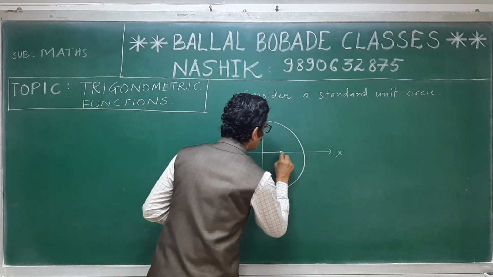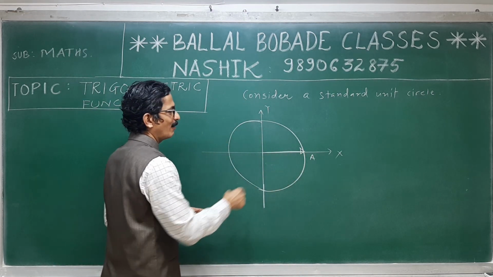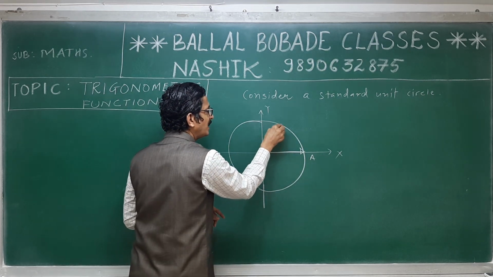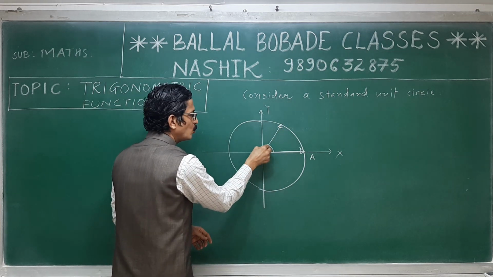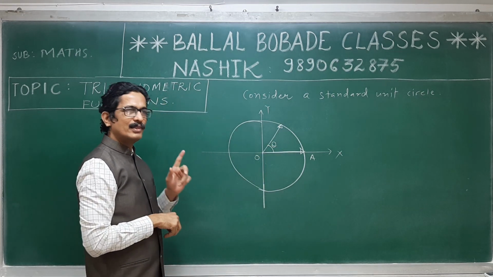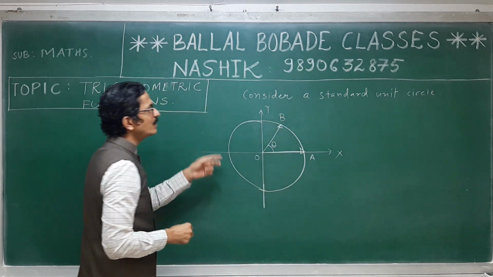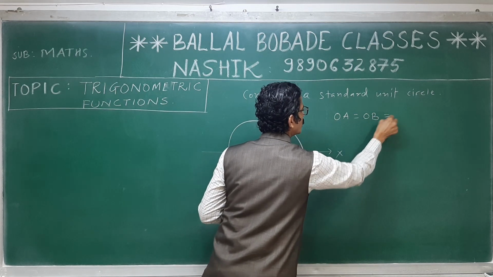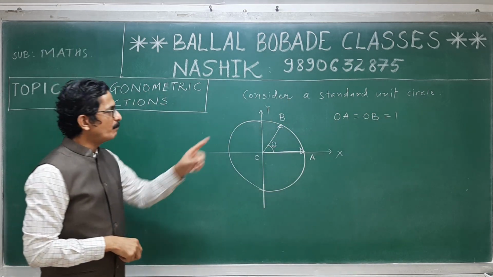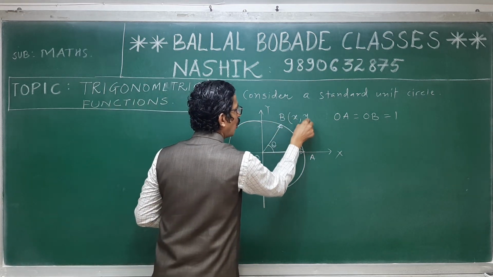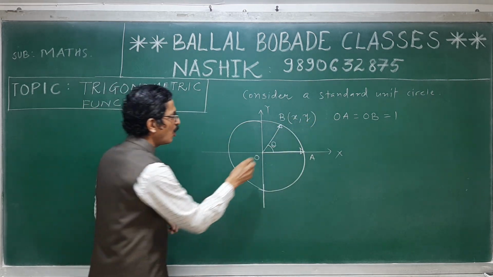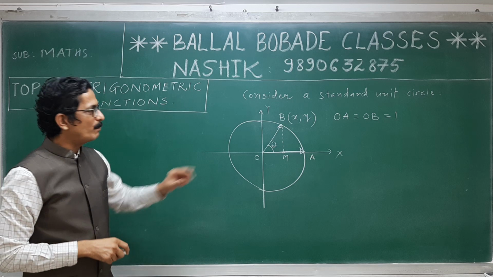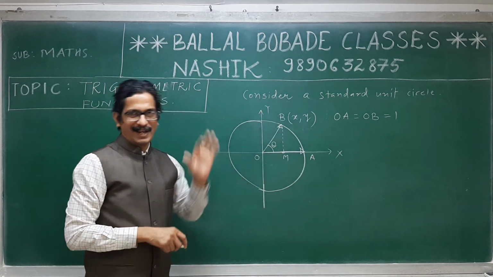Now this is ray OA. Okay, I have taken point A on the circle. Let this ray OA rotate anti-clockwise to cover angle theta. Now the radius of the circle is 1 unit. So OA equal to OB has to be 1. It's so simple. B has a coordinate x comma y. Let us draw perpendicular from point B to the x-axis, calling it as M. So BM is perpendicular to x-axis.